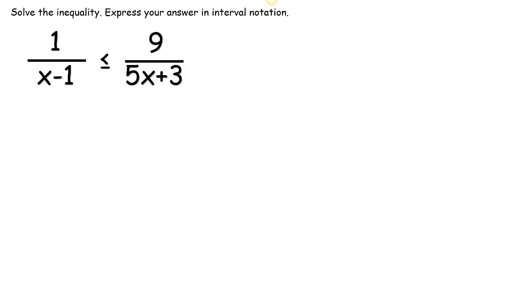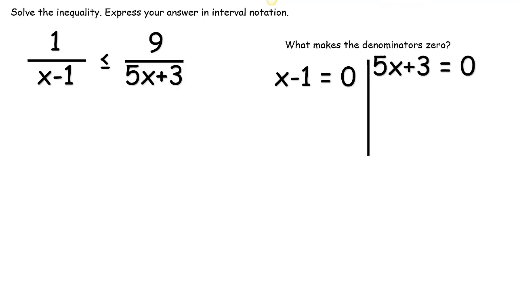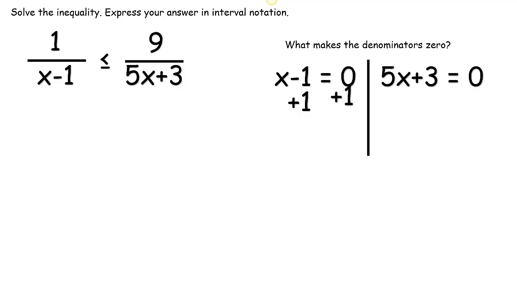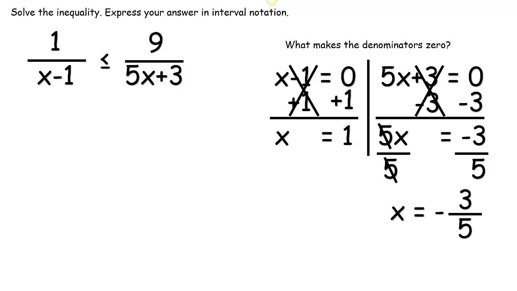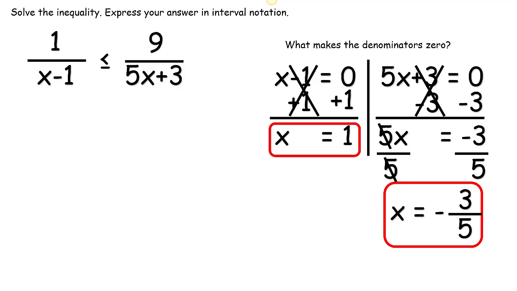So first we need to find out what makes the denominator 0. And let's do that now. So we're going to set the two denominators equal to 0. And we'll do our algebra here on the left-hand side. We add 1 to both sides. And then we get that x equals 1. That's pretty simple. Then on the right-hand side, we take away 3 from both sides. And then we divide both sides by 5. And we get that on the 5x plus 3, x is negative 3/5. Those are the two numbers that will make the denominators equal to 0. So we need that information because, remember, those are our key numbers.